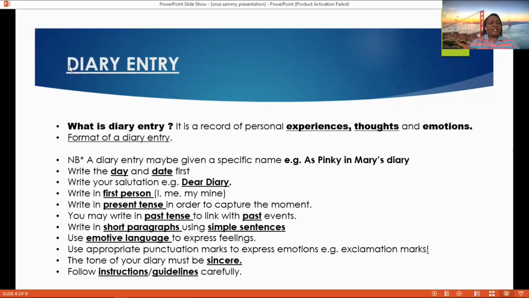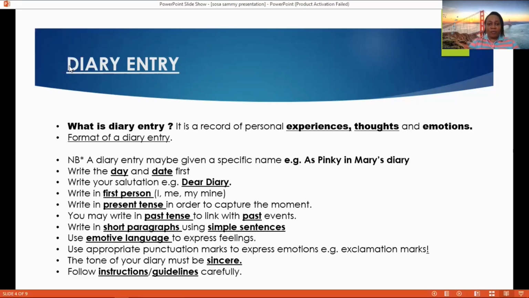What is a diary entry? I know most of us know because we do keep diaries. It is a record of personal experiences, be it good or bad, our thoughts and our emotions. Sometimes some of us find comfort in keeping diaries. They keep us going. A diary entry, right? Let's look at the format of a diary entry.